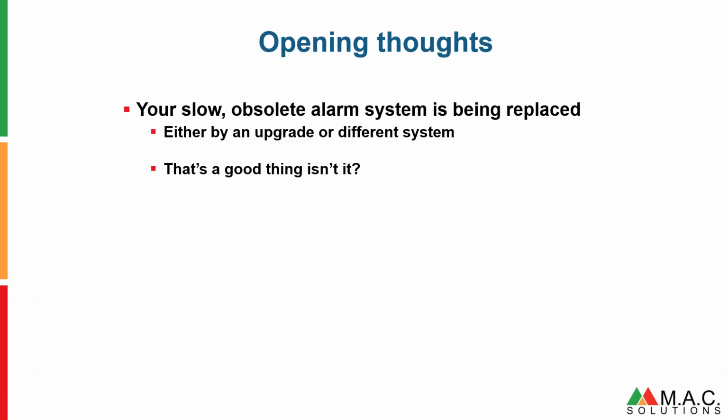Okay, so your slow, obsolete system that you can't get spares for, and your vendor won't support, you're going to replace it. And you're either going to upgrade to the latest, greatest system that they offer, or maybe you'll replace the system with a brand new system from a different vendor. And that's a good thing, isn't it? Because your system's not working very well, perhaps it doesn't have all the features and functionalities that you wanted. Now your new system will replace it, so that's much better for your operation, for your operators, for your plant, your facility. It's a good thing, isn't it?